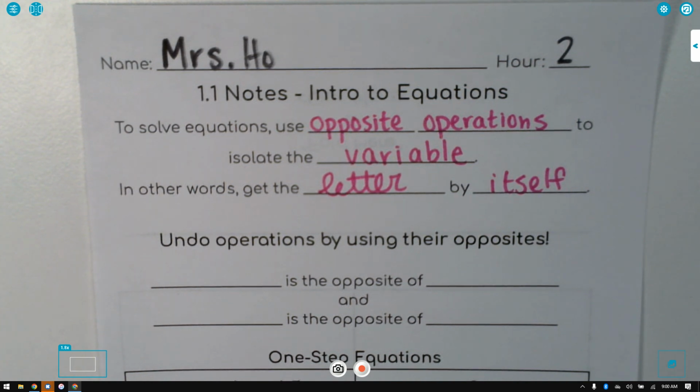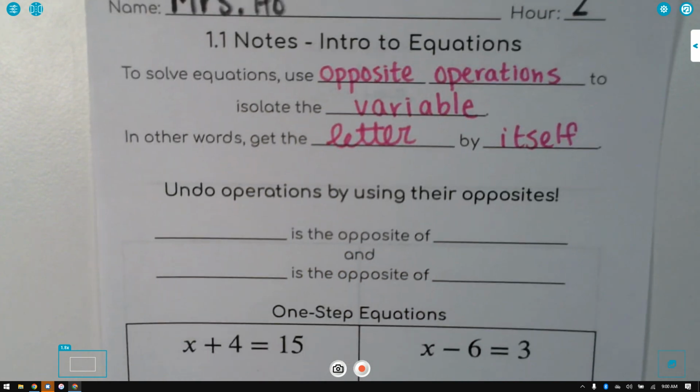And then I have written right there, undo operations by using their opposites, which is the same thing as use opposite operations. But I guess I just wanted to write it down twice. Sometimes I don't know what I'm thinking when I make these note sheets. And sometimes I use ones from the year prior and I really don't know what I was thinking then.